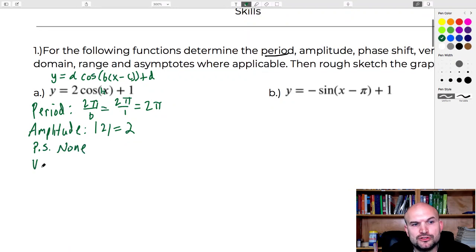And then we have our vertical transformation, which is VT, and that's going to be for shifting the graph up or down, and that is your D, which you can see is 1. So we're just going to say, up 1 unit.